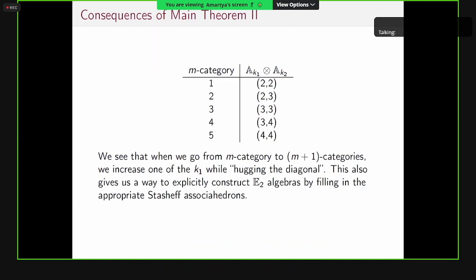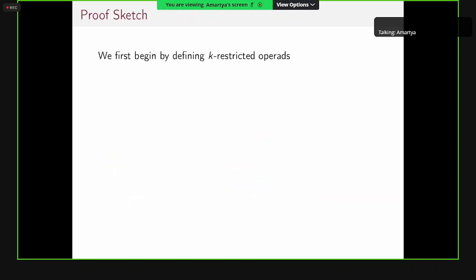So we see that when we go from n categories to n+1 categories, we increase one of the k's while hugging the diagonal. This also gives us a way to explicitly construct E_k algebras by filling in the appropriate Stasheff associahedra. Furthermore, all this generalizes to L. So that is the point. Here's a sketch of the proof.